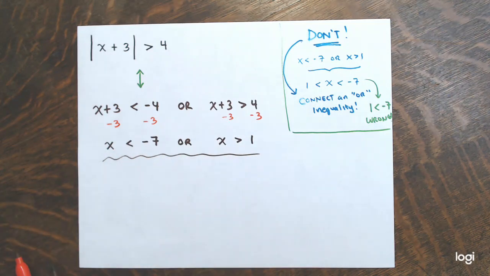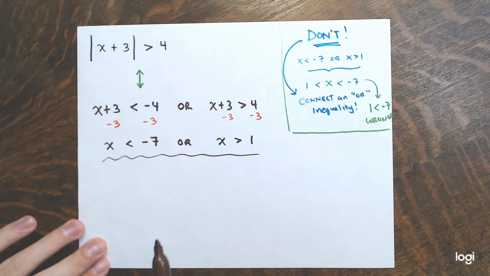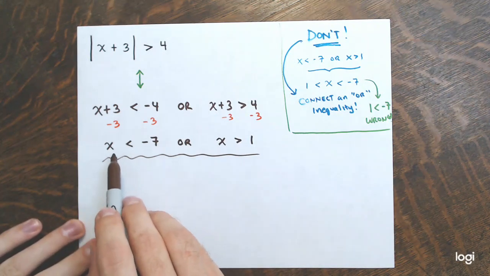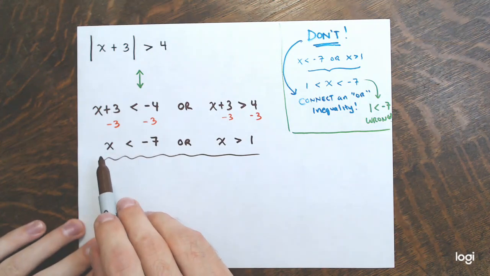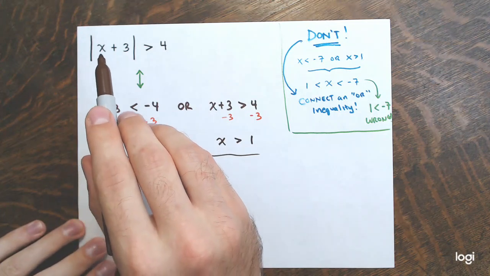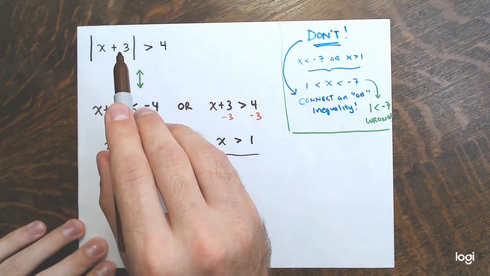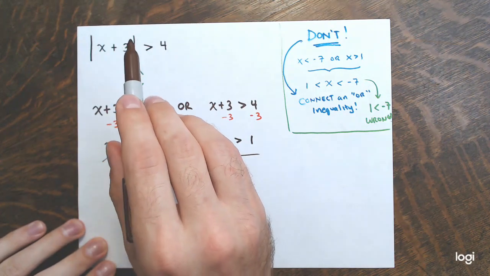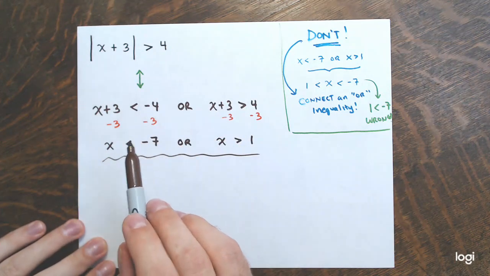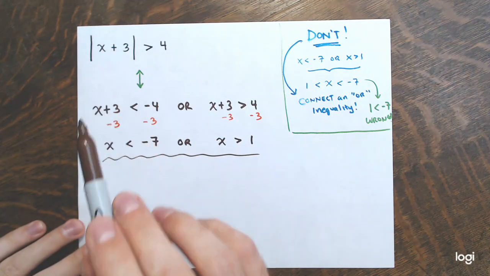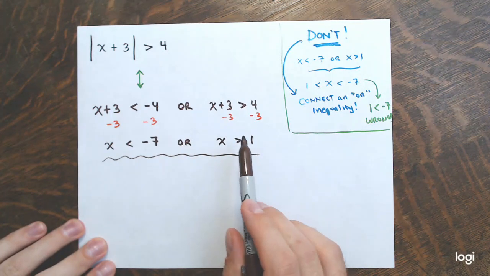All right, so there's a perfect description now of all the solutions of this inequality, and we can check some numbers. Take a number less than negative 7, like negative 8, negative 9, negative 10. How about negative 10? I plug in negative 10 for x. Negative 10 plus 3 would be negative 7, and then taking the absolute value, that's 7. Is 7 greater than 4? Yeah. And all the numbers less than negative 7 should make that a true statement.